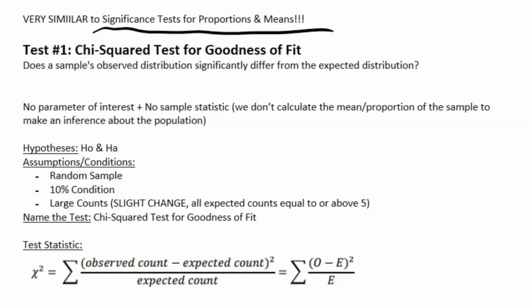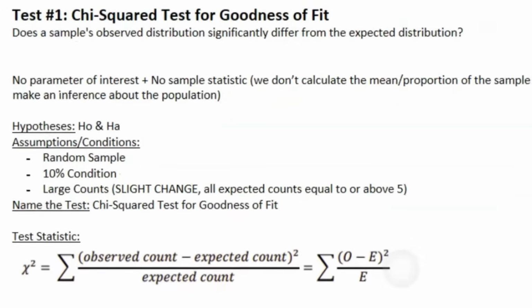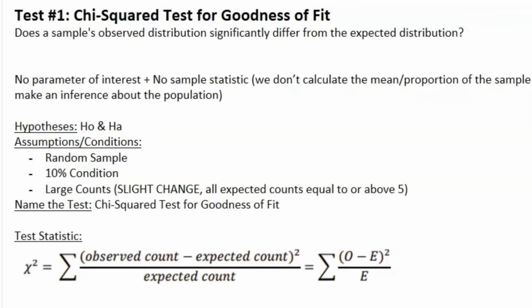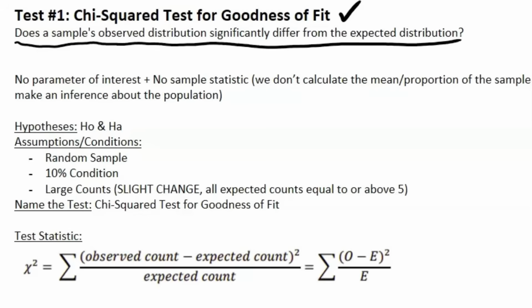But this is like only 2 to 5% of your AP exam, so it's not really that important. You're probably not going to do a full chi-squared test for your FRQs. This is more likely to show up as multiple choice, okay? So the first type of test for chi-squared is a chi-squared test for goodness of fit, okay? The key question I like to ask myself is, does the sample's observed distribution significantly differ from the expected distribution?